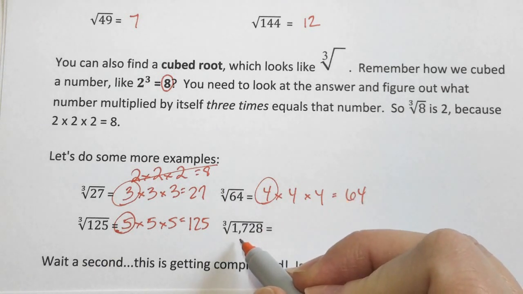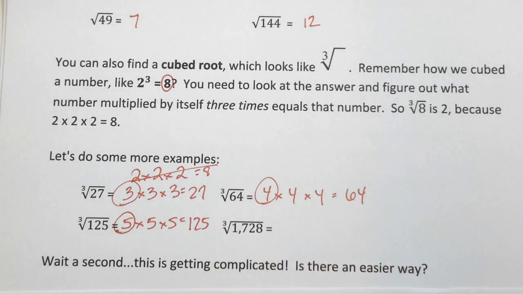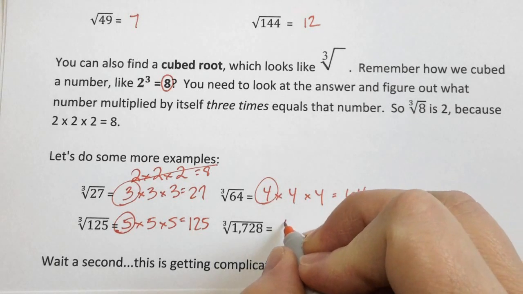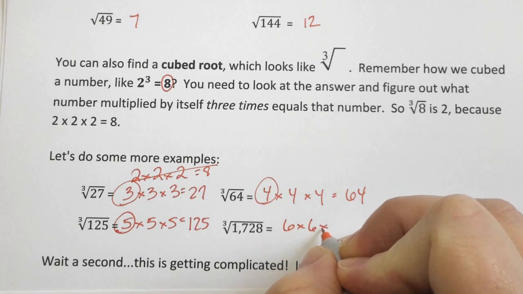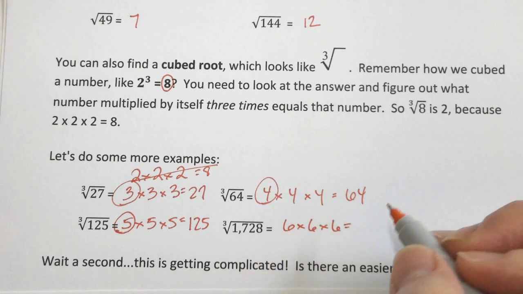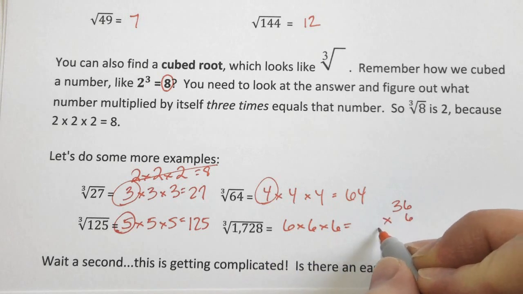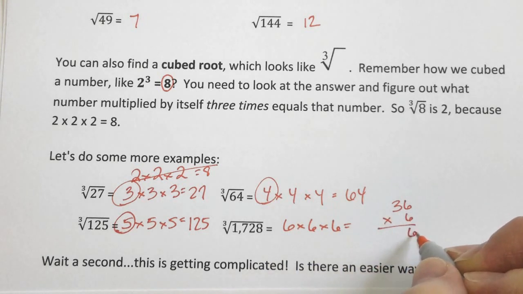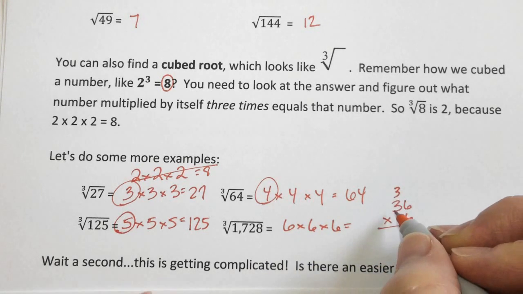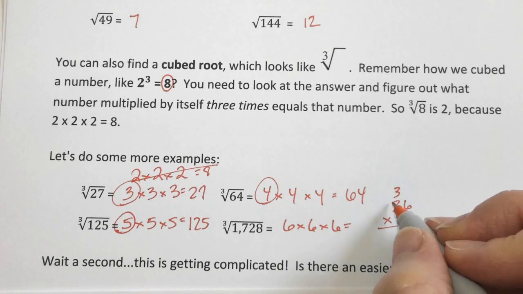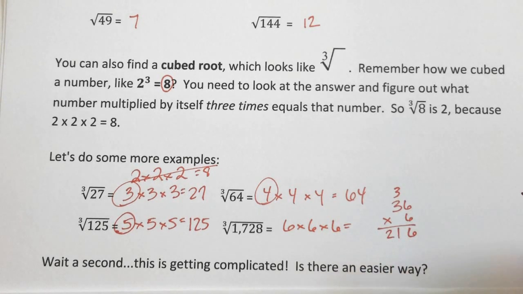The cubed root of 1,728. Let's try 6. 6 times 6 times 6. 6 times 6 is 36. And then 36 times 6. 6 times 6 is 36. Carry the 3. 3 times 6 is 18, 19, 20, 21. So 216.